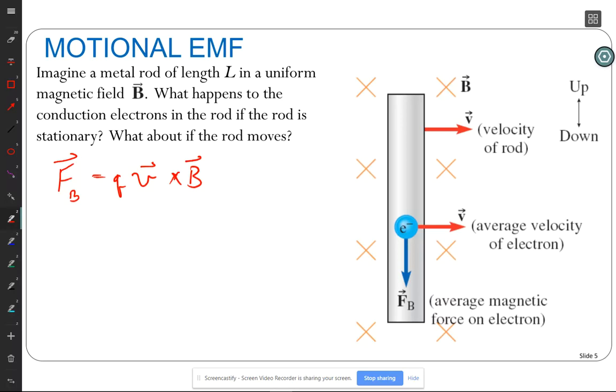So our force on the electrons is down, which of course was shown here. And so the electrons are going to move down. So I'm going to now develop a negative charge here and a positive charge here. Why will I have a positive charge at the top? Negative charge at the bottom is pretty simple because there's a force pushing electrons down.